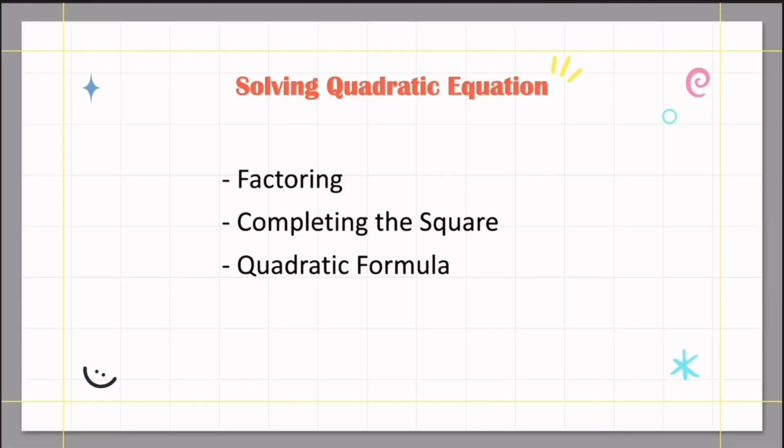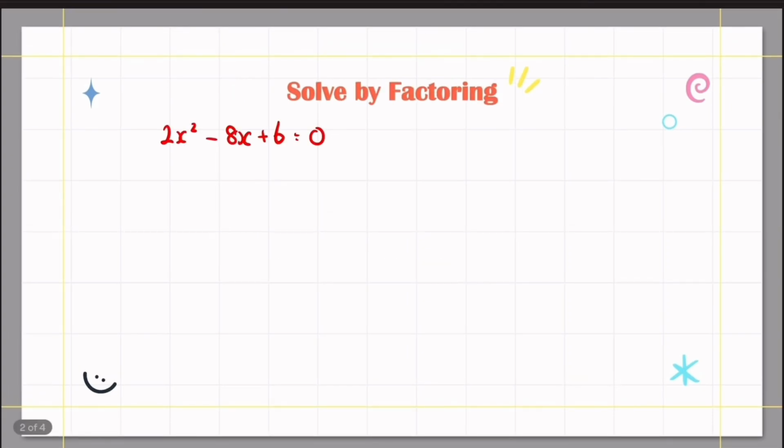Okay, so for solving the quadratic equation, we have three methods: by factoring, by completing the square, and by the quadratic formula. The first method is to solve by factoring. The first step is to simplify the equation by factoring out the greatest common factor.